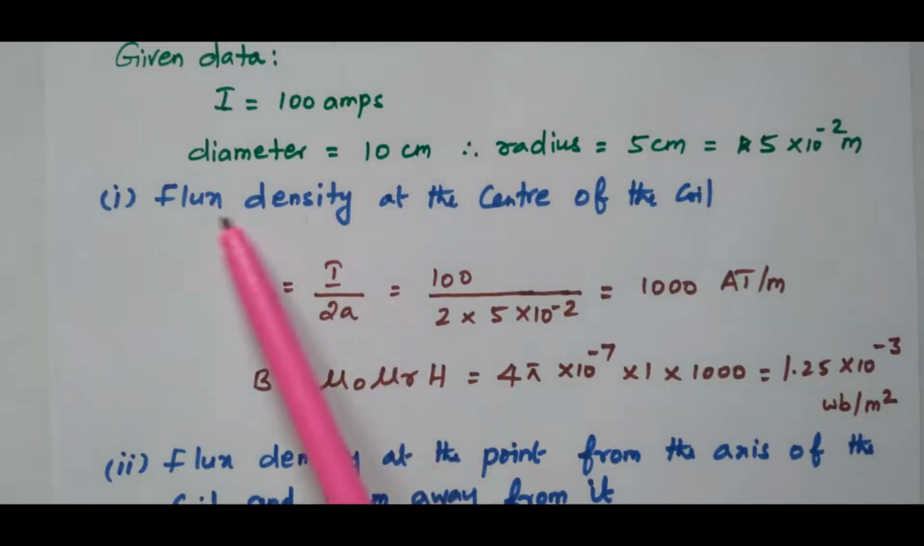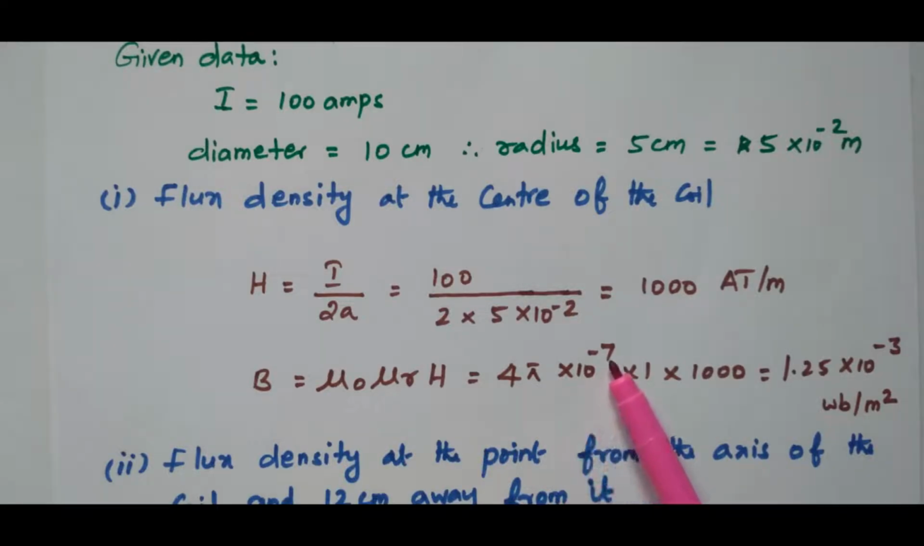But what we need is flux density. B is needed. So B equal to mu naught mu r into H. There is a relation between B and H available. B equal to mu naught mu r H. Mu naught is nothing but a constant, 4 pi into 10 to the power minus 7. Mu r is 1. We assume that is an air medium. The magnetic field intensity is calculated, this 1000. Right? So by simplifying this, what we got? 1.25 into 10 to the power minus 3 Weber per meter square. Magnetic flux density is 1.25 into 10 to the power minus 3 Weber per meter square at the center of the coil.